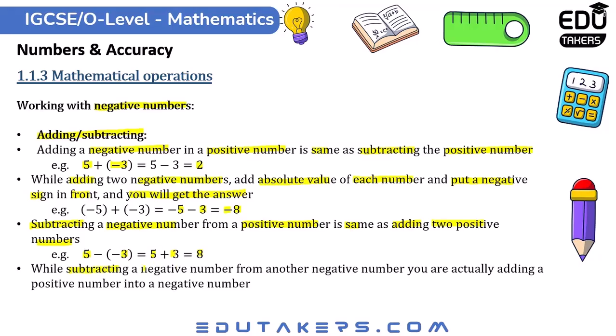While subtracting a negative number from another negative number, you are actually adding a positive number to a negative number. We have to subtract a negative number from another negative number. Let's say 5 is a negative number and 3 is a negative number, and we are subtracting negative 3 from negative 5. It will be negative 5 plus 3 equals negative 2. Same as adding a positive number to a negative number.